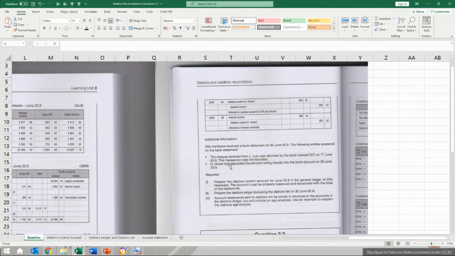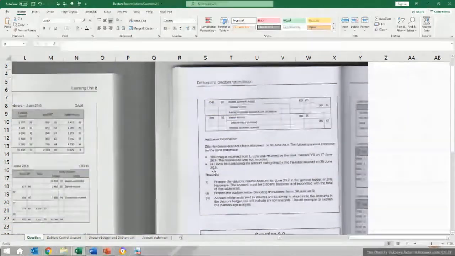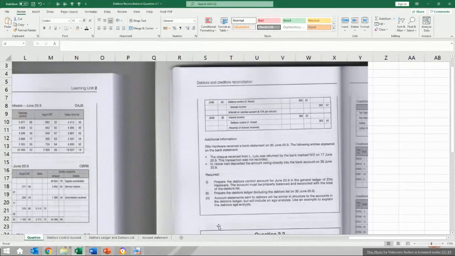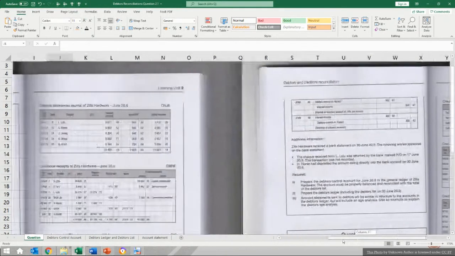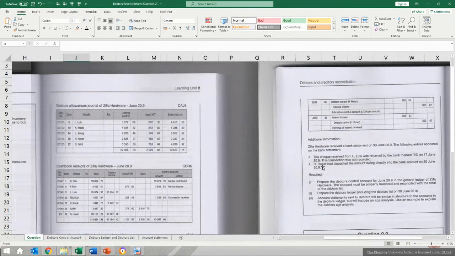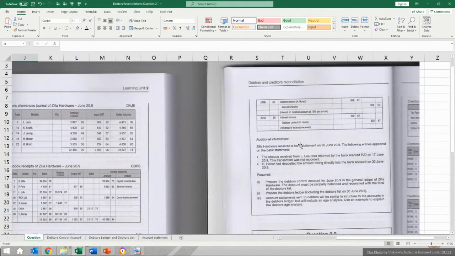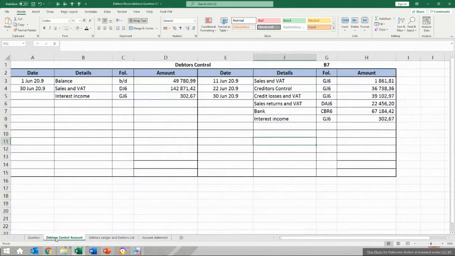And then they tell you H owner had deposited the amount owing directly into the bank account on the 30th of June. Okay, so they have deposited that money into our account. That's why we reverse the interest. Let's quickly check if we see H owner on our cash book receipts. Yes, they've already accounted for it. So from the additional information, we only still need to reflect the check that was RD'd in our control account, because H owner's receipt has already been included in the cash book receipts.